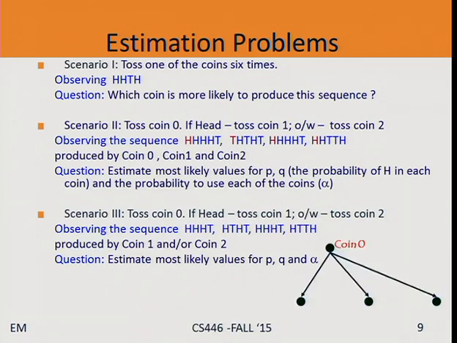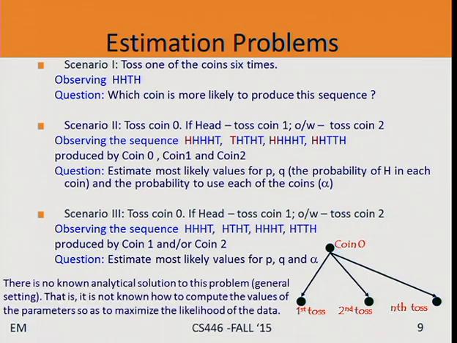So think about it this way. You have a coin, coin 0. You toss it, and as a function of what you get here, you toss the others. Which one did you toss? I don't know, but I tossed it n times. And I want to estimate the probabilities here and the probability that led to coin 0. So this is what EM is going to do for us.